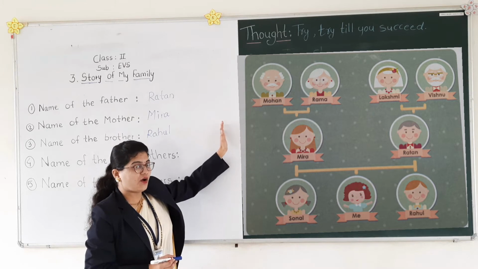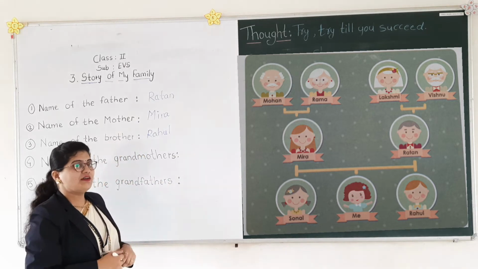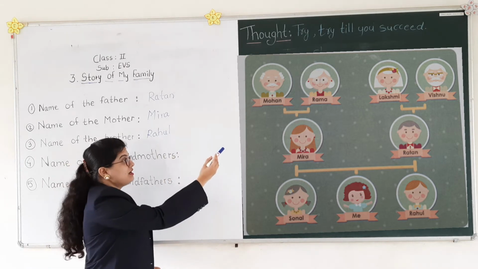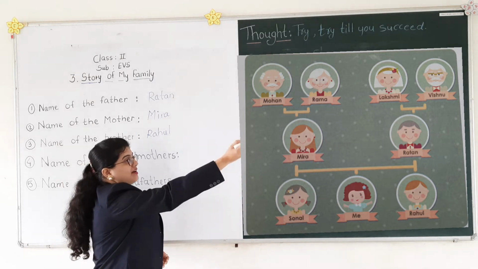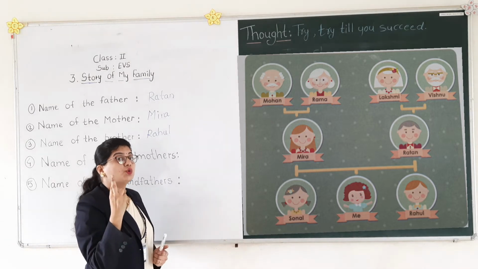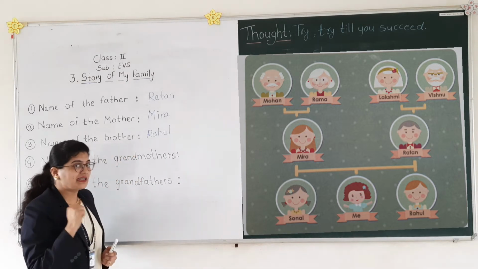Okay. Now, can you see here? Two pairs of grandparents. Can you see here? Yes. One is the mother and father of his father, and the mother and father of the mother. Okay, so there are two pairs of grandparents.